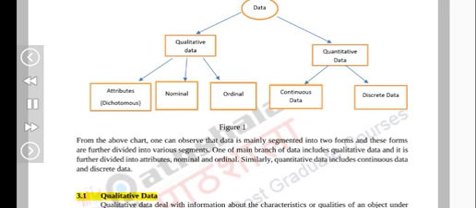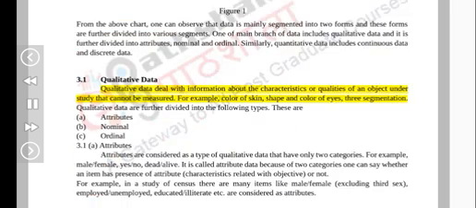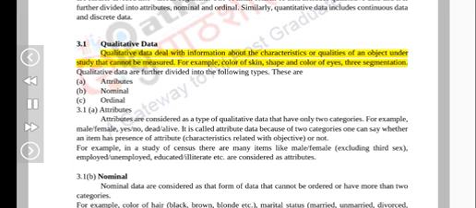3.1 Qualitative data. Qualitative data deal with information about the characteristics or qualities of an object under study that cannot be measured. For example, color of skin, shape and color of eyes. Segmentation. Qualitative data are further divided into the following types. These are A. Attributes. B. Nominal. C. Ordinal.